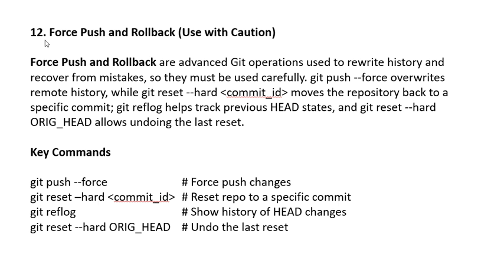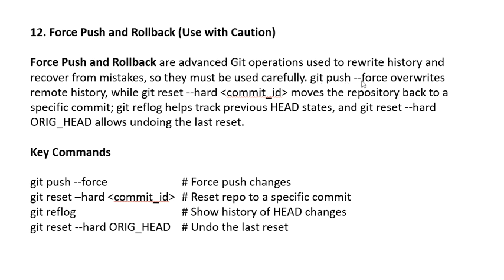The 12th and last command of Git is force push and rollback. Force push and rollbacks are advanced Git operations used to rewrite history and recover from mistakes, so they must be used carefully.